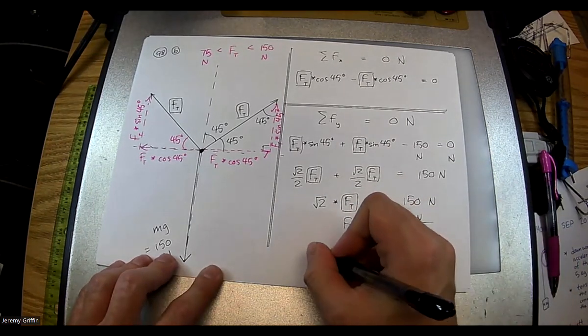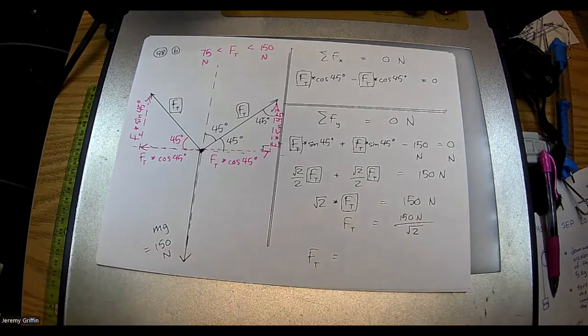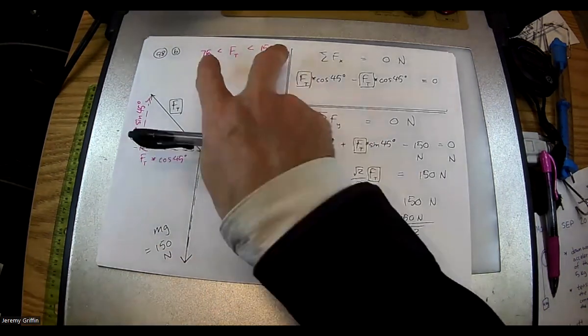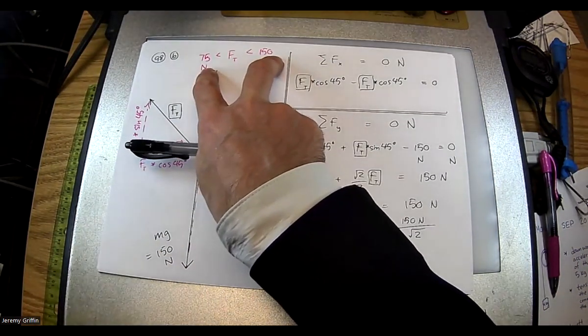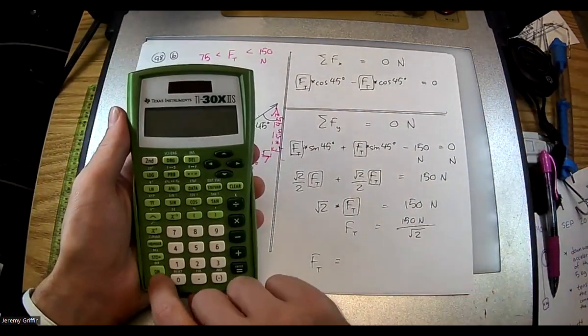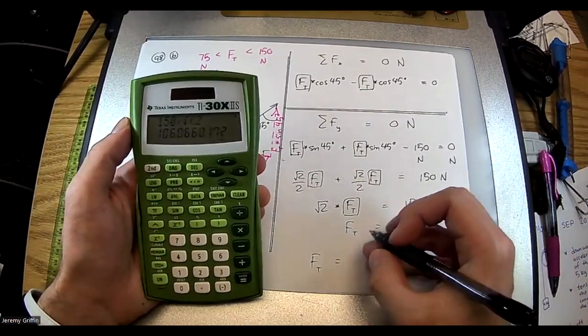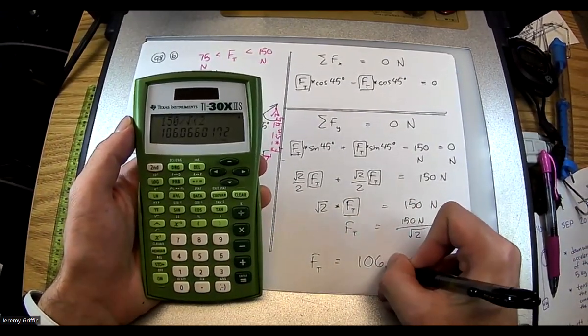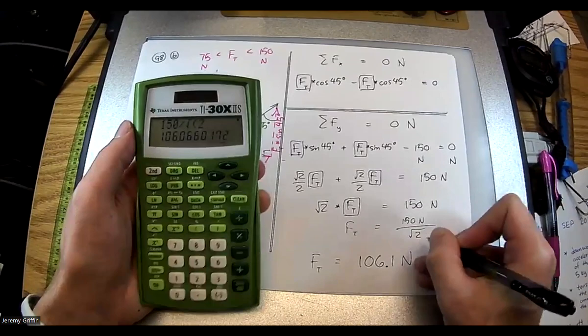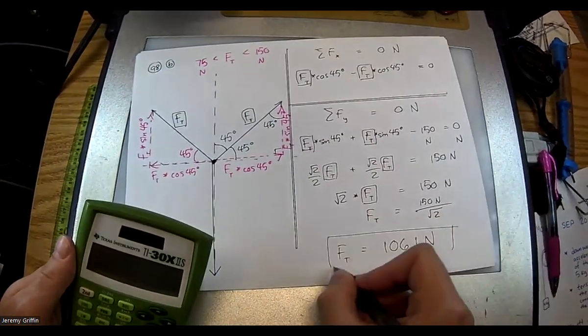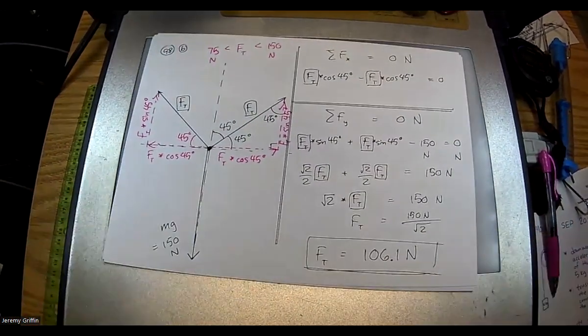The tension force, it better be between 75 and 150 newtons. If it isn't, then something's messed up. 150 divided by root 2. Hey, 106 newtons. Look at that. That does look reasonable, so I am happy with that.